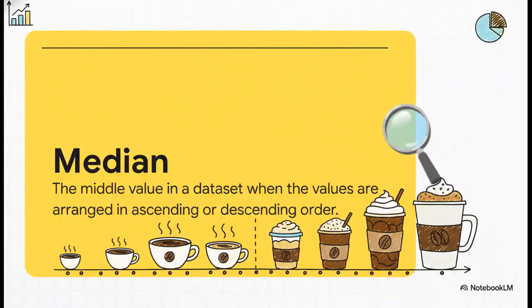Next up, we've got the median. Now this one's cool. If you lined up every sale you made in order, from the cheapest to the most expensive, the median is the one smack dab in the middle. The reason this is so great is that it isn't easily fooled. If one person comes in and buys a super expensive fancy drink, it won't throw off your whole analysis like it can with the mean.